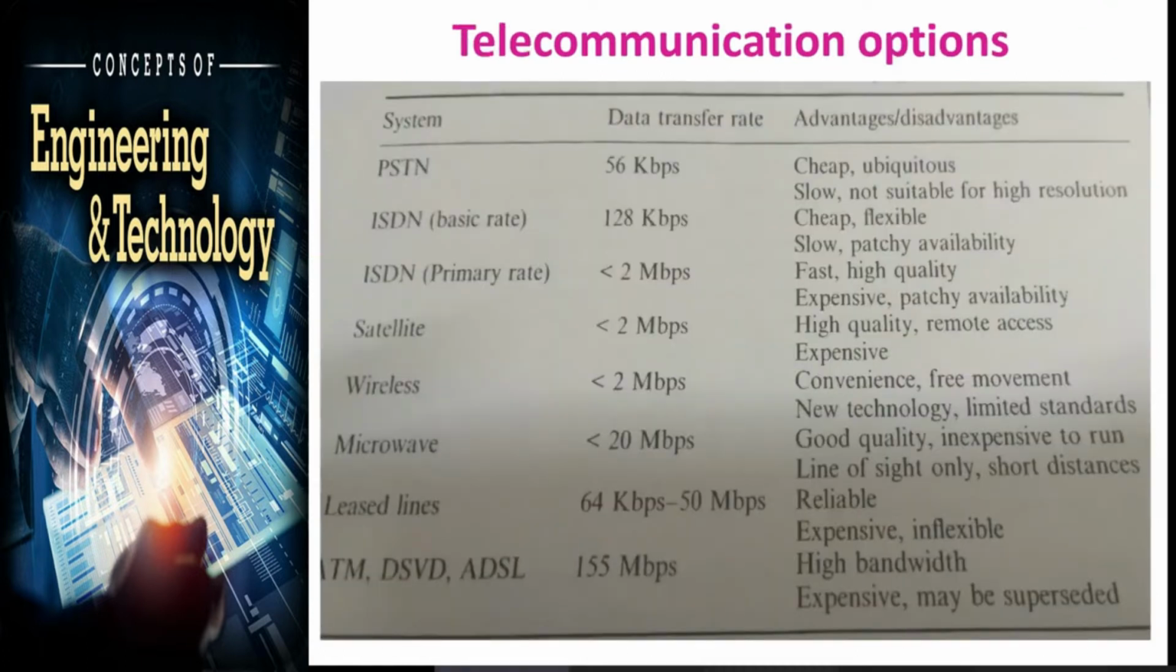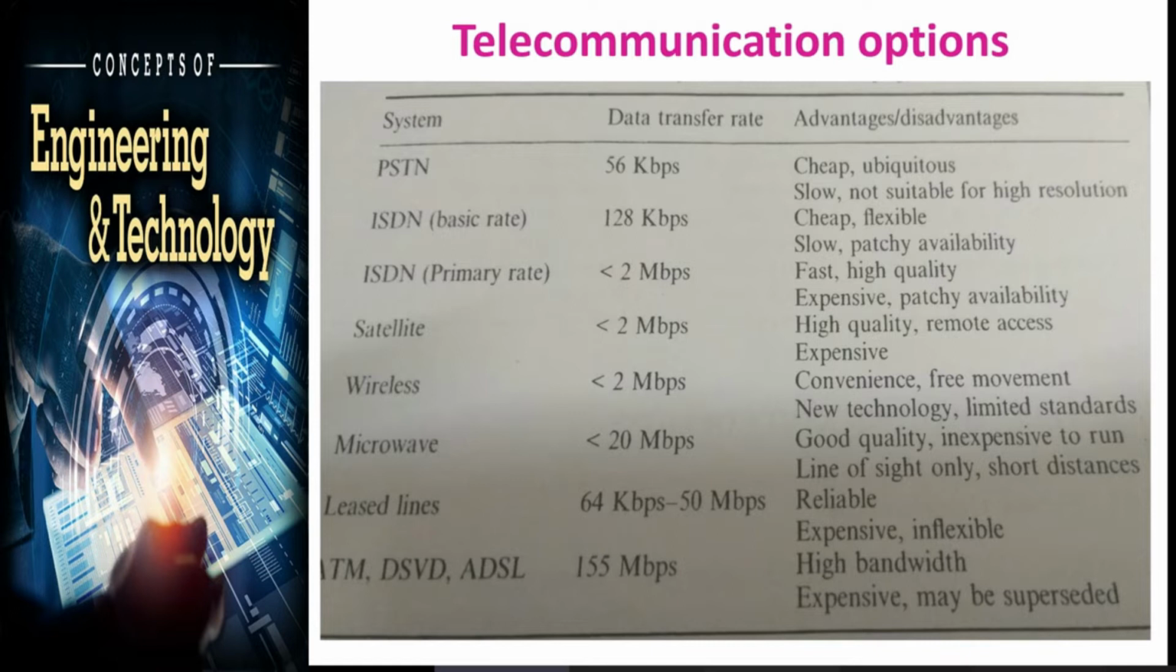So these are the telecommunication options we have here. Starting from the PSTN, right now we are using ATM, DSVD, ADSL and others. Okay, so when you understand this, we have a variety of systems. The ADSL and all those things we now use for broadband connectivity in homes and even offices everywhere.